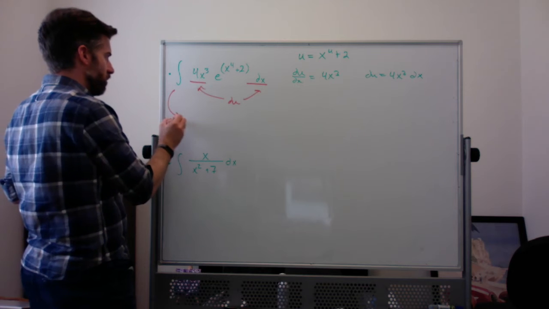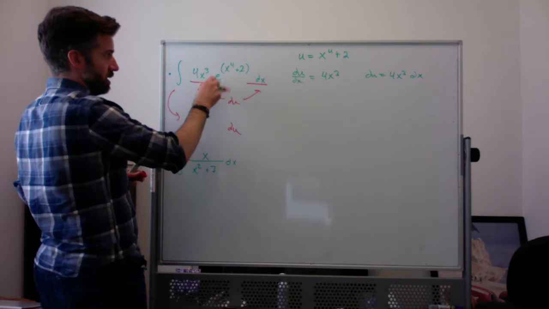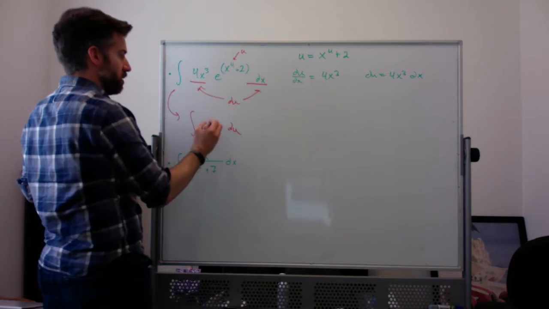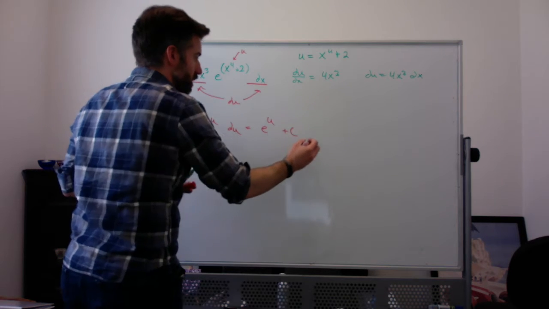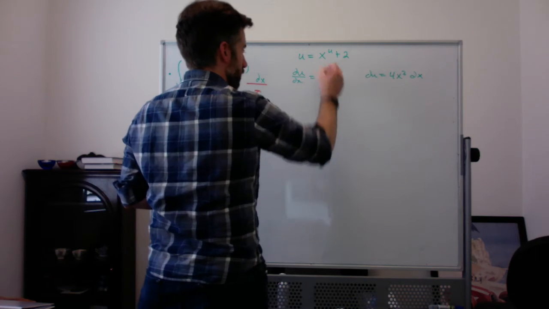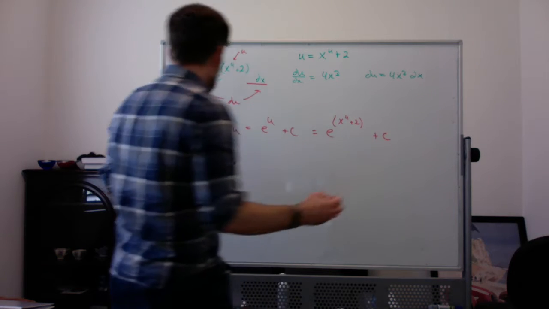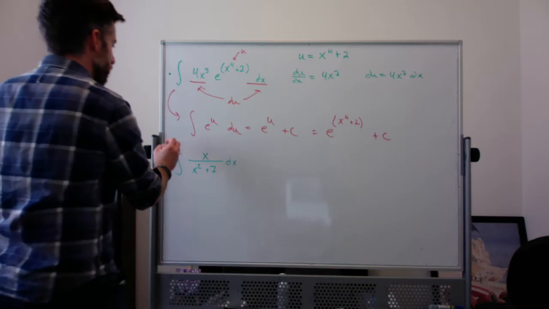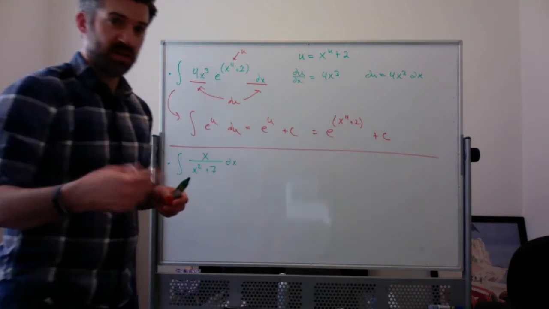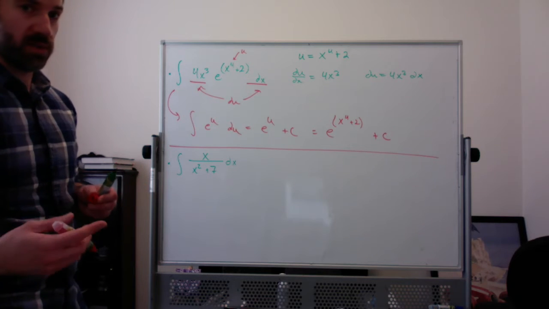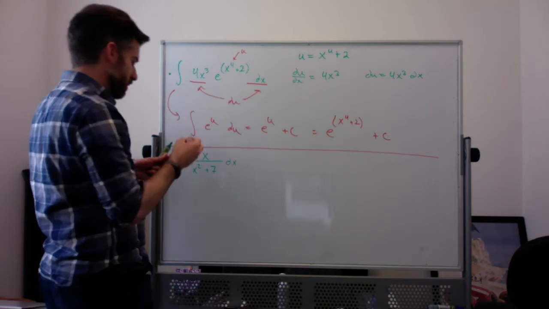So I'm going to rewrite this integral as the integral of, I like to write my du's at the end, and then this is going to be e to the u. The integral of e to the u is e to the u plus c, so that's going to be e to the x to the 4th plus 2 plus c. And you can check that this is correct by taking the derivative of e to the x to the 4th plus 2 and getting e to the x to the 4th plus 2 times the derivative of x to the 4th plus 2, which is 4x cubed. So the derivative of this is exactly 4x cubed times e to the x to the 4th plus 2.